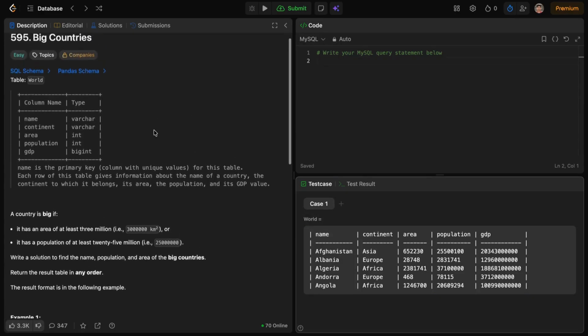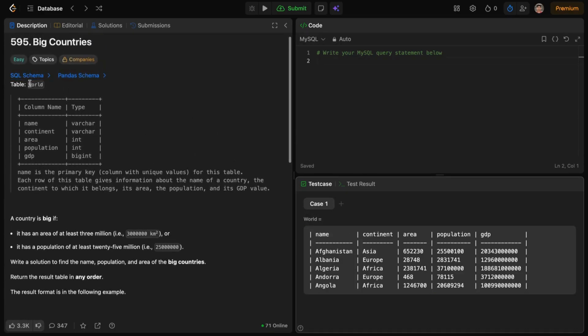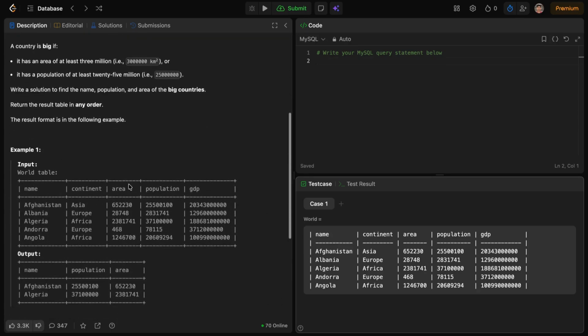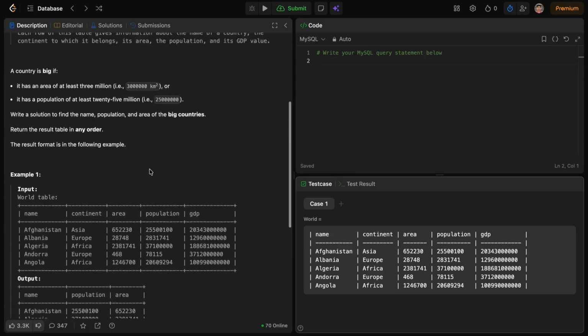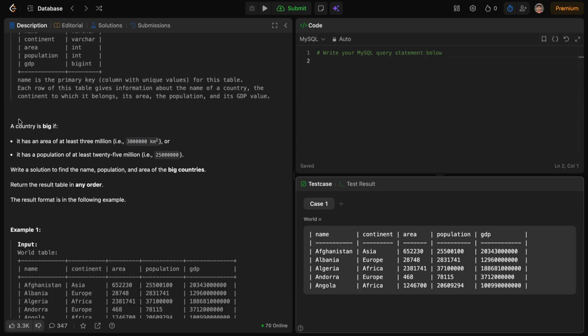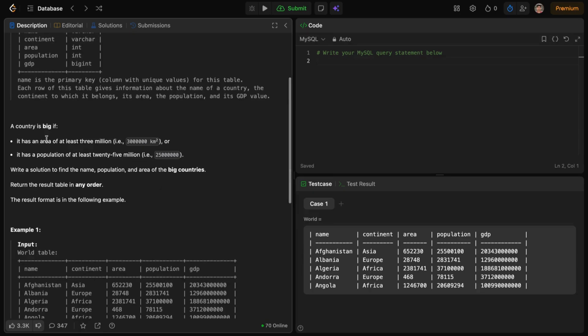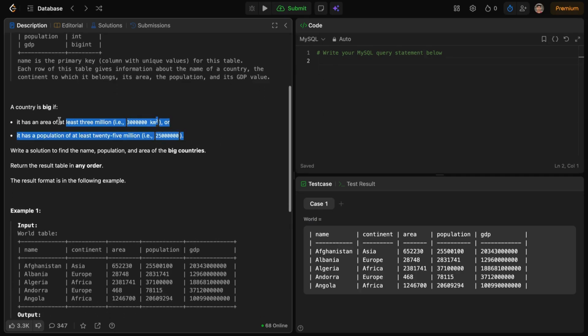So the question is, we have a World table having columns name, continent, area, population, GDP. The question asks to write a solution to find the name, population and area of the countries that have an area of at least 3 million and a population of at least 25 million. This is a very basic question, with two conditions on a single table.